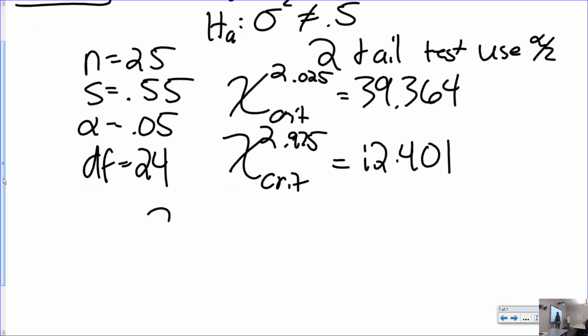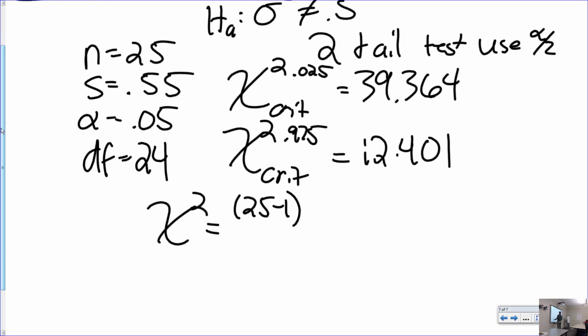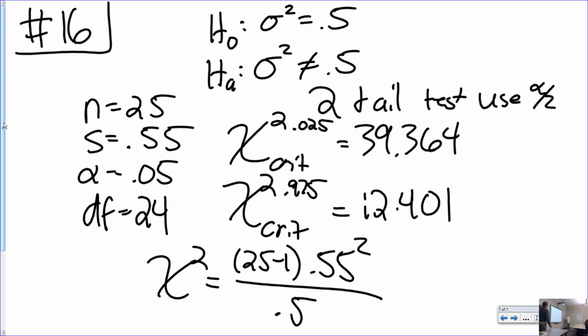So all we have to do is calculate our chi-squared statistic. 25 minus 1. Remember to square that 0.55. And remember that the 0.5 is not squared because it's already been squared, right? So 24 times 0.55 squared divided by 0.5. 14.52, that's what I was getting.